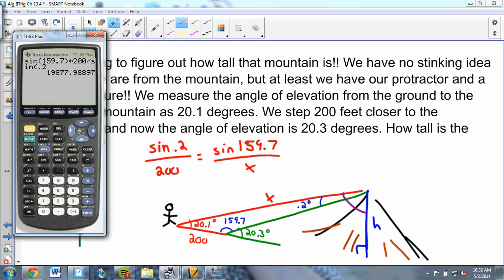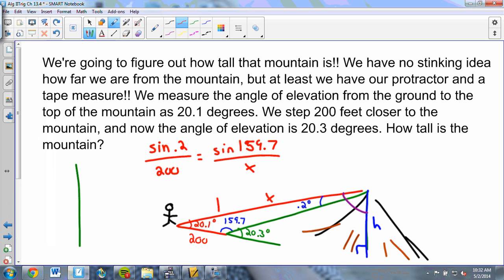19,878. This is 19,878 feet. One tall person. What are you talking about? That's the distance from the person to the top of the mountain. Oh my god. What, really?